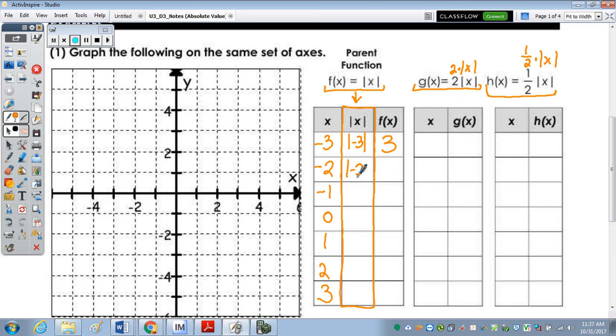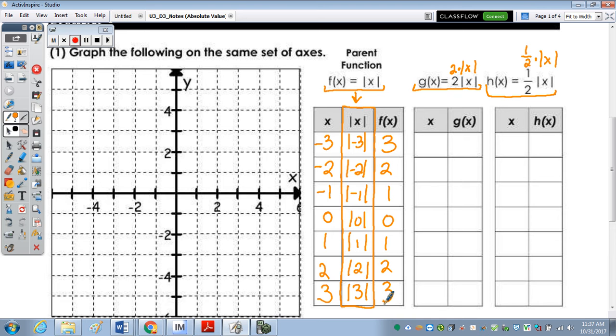The absolute value of -2 is 2. Absolute value of -1 is 1. Absolute value of 0 is 0. Absolute value of 1 is 1. Absolute value of 2 is 2. And absolute value of 3 is 3.